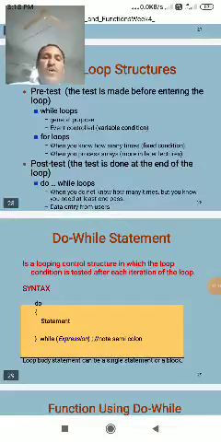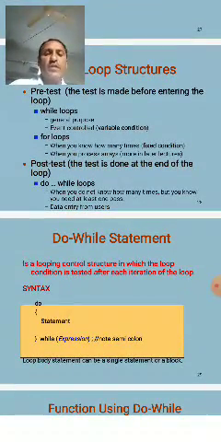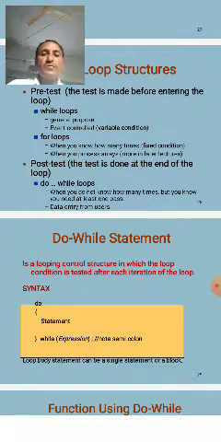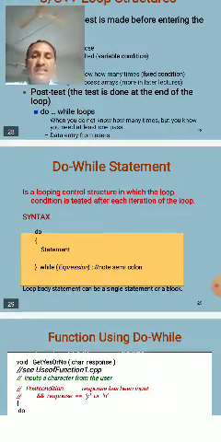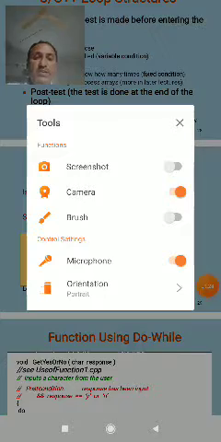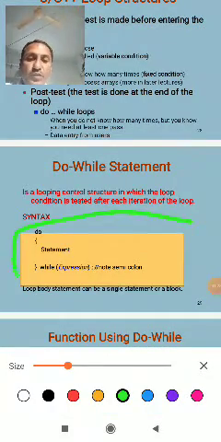The while loop statement is a looping control structure in which the loop condition is tested before every execution of the loop statements, and this is the syntax of the loop statement.